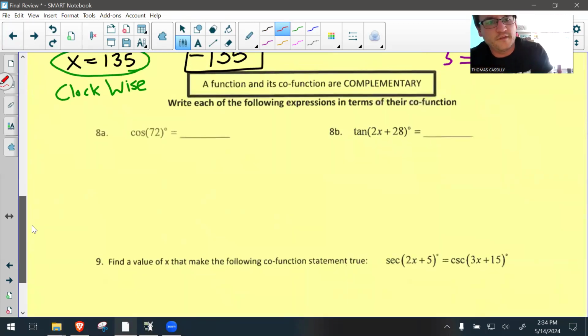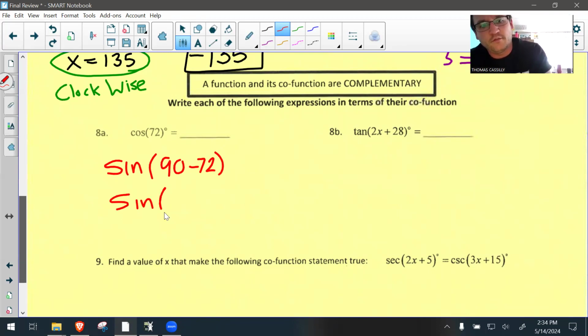So this one is equal to the sine of 90 minus 72, which of course is going to leave us with an 18. So the co-function, cosine, is the sine of 18. And that comes in handy every now and again, like when we're working with triangles.